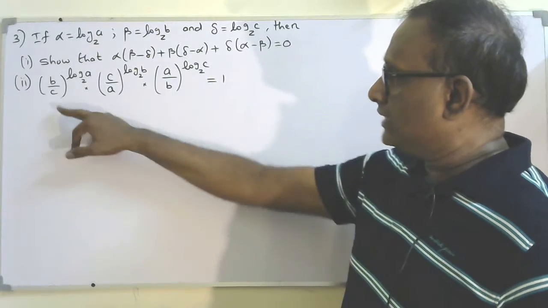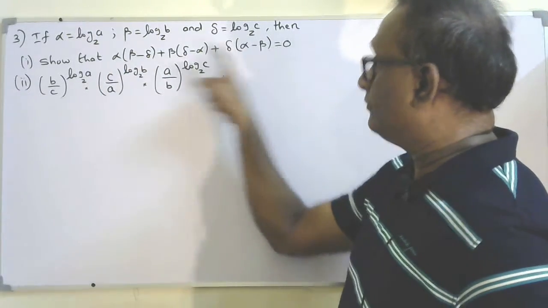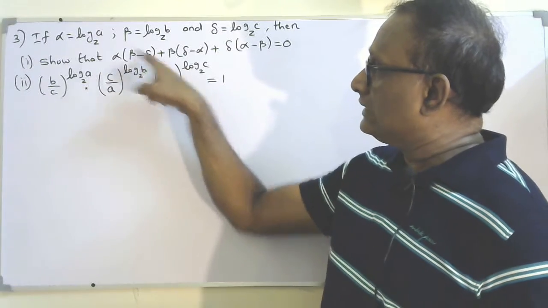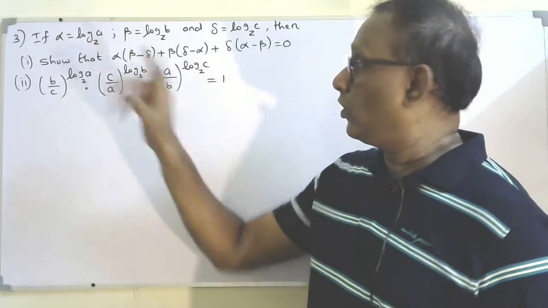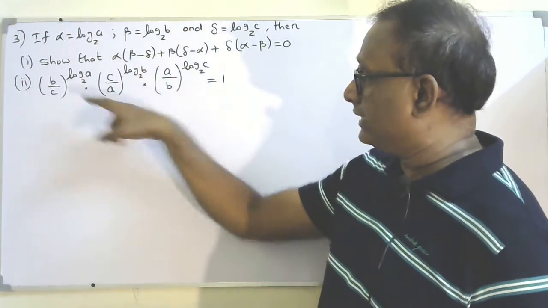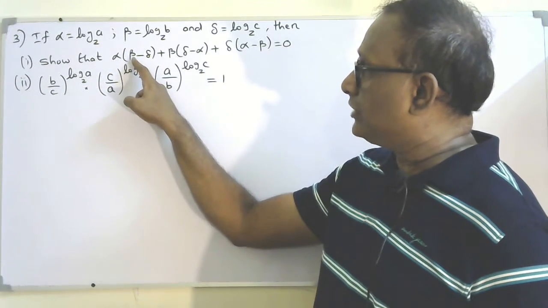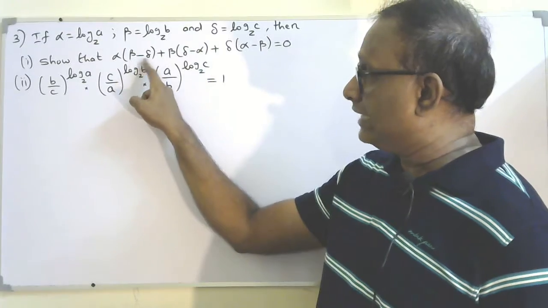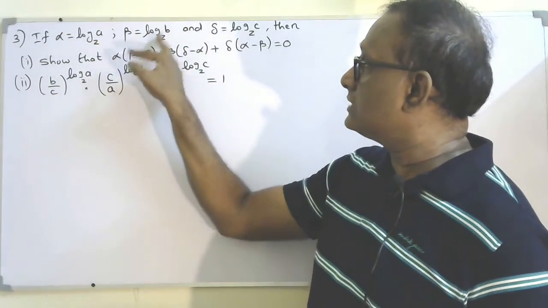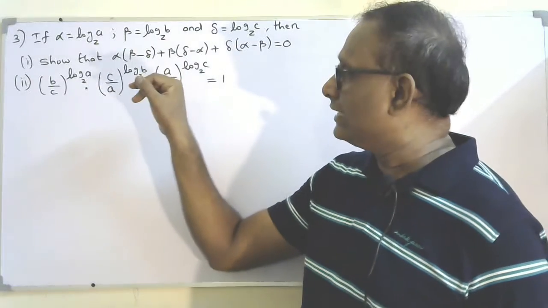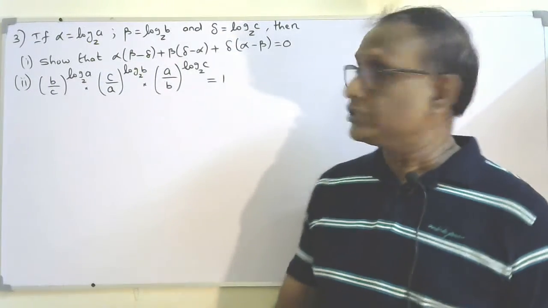Now look at the answer and the given relationship we derived in the first part. Alpha, beta, delta are given in terms of logarithms, all with the same base. Now look here, b over c is there. If I substitute beta minus delta by log z of b minus log z of c, you will get the idea that I can use the quotient rule here.